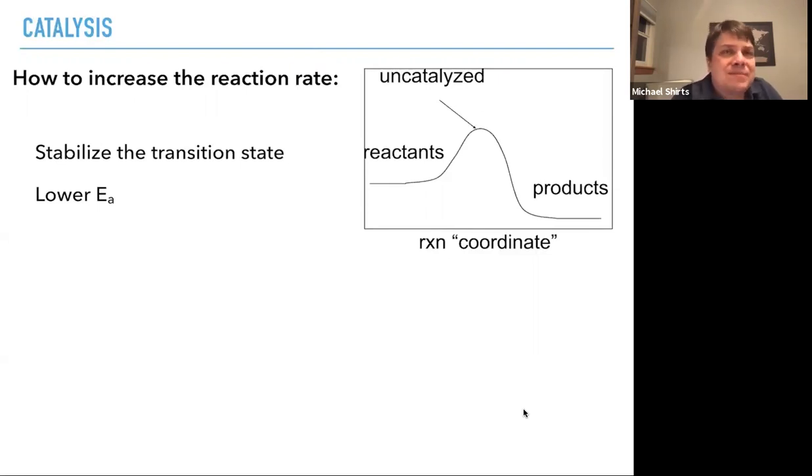We could raise the temperature, but if we raise the temperature too high, it could make things unstable. We want to avoid that if possible. So what we could do is find some way to stabilize the transition state, essentially lower the activation energy. You could think of it as finding an alternate route over the transition state. Introduce some way where it can have a different reaction that has a lower activation energy.